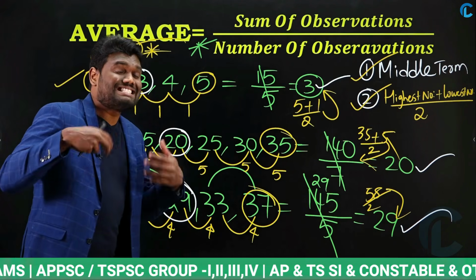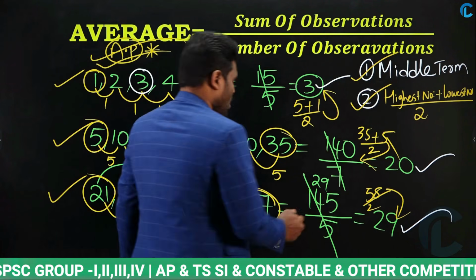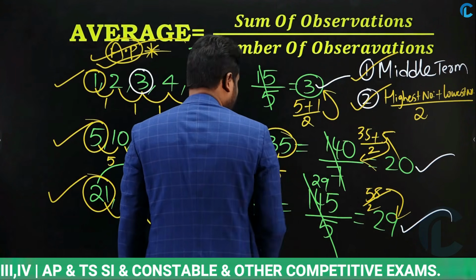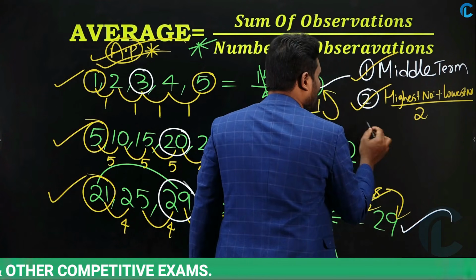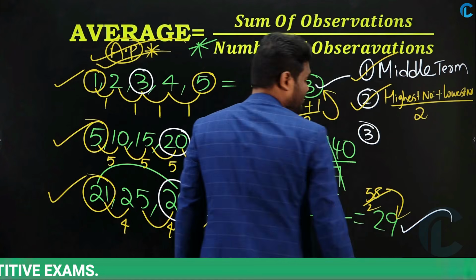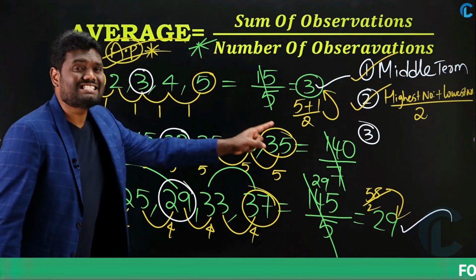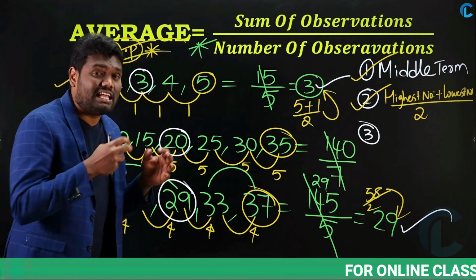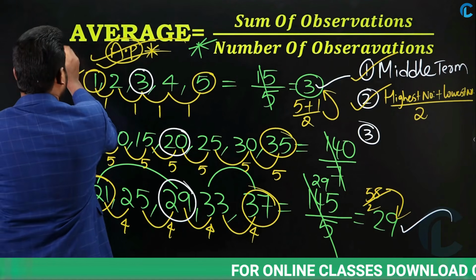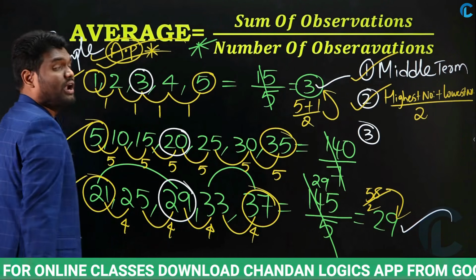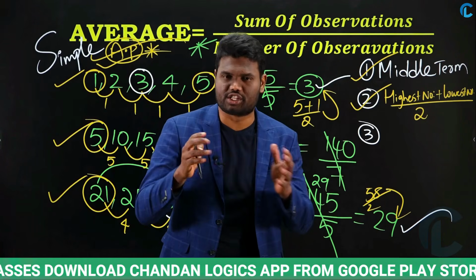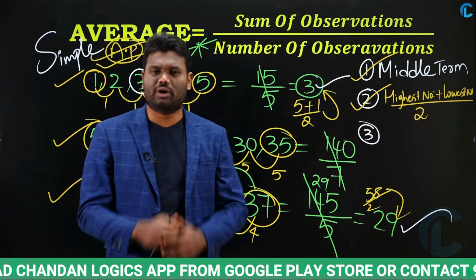Or else you can say it in another format also. How can you say it in another format? Observe here carefully. This is very important from the examination point of view and while solving questions also. When I say average in simple words, you can say average is equal distribution. Now what do you mean by equal distribution?